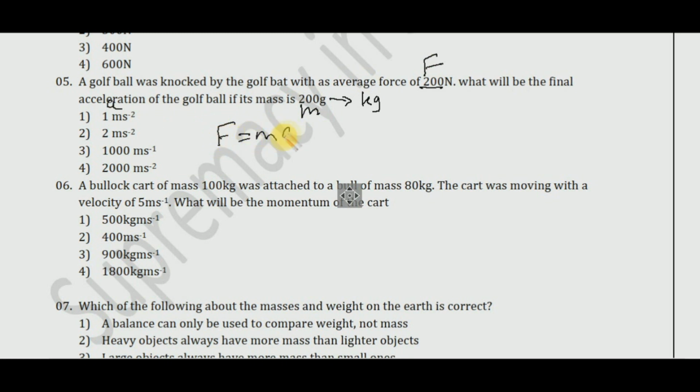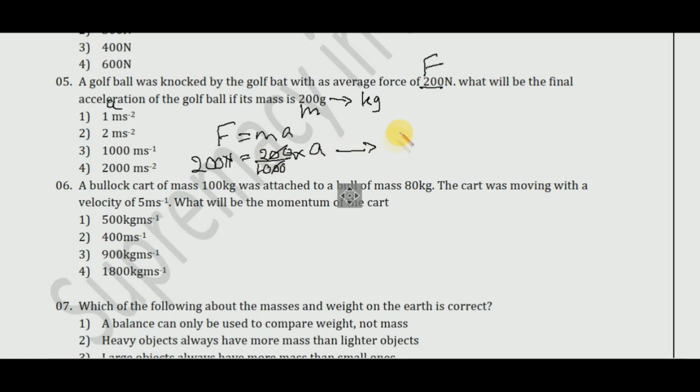F equals ma. Here there's a special thing: convert this 200 grams into kilogram. You know that 1000 grams equals 1 kilogram. So you divide this 200 by 1000, into acceleration is how much? We don't know that, but we know the force. Force is 200 newtons. Here you can cut 2 zeros of this, you get 0.2.